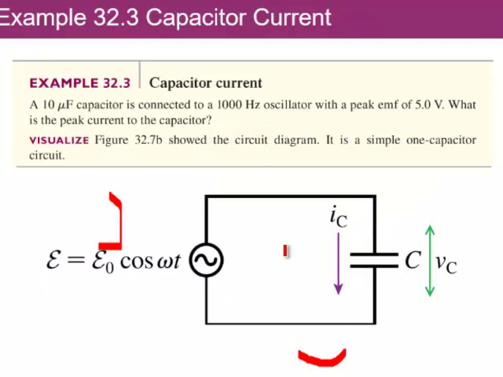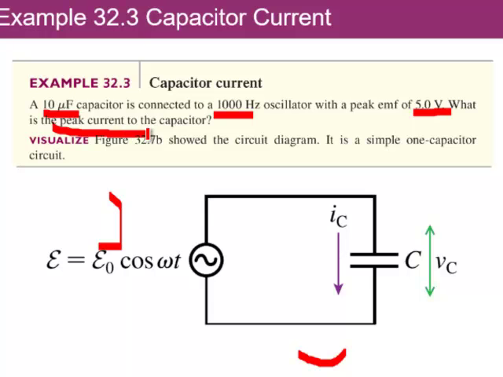So here's another question. What is the current through a capacitor when you have a 1,000 hertz oscillator, that is, the frequency of the signal is 1,000 hertz? You have 10 microfarad for the capacitance, and the peak EMF is 5 volts. The question is, what's the peak current for the capacitor?